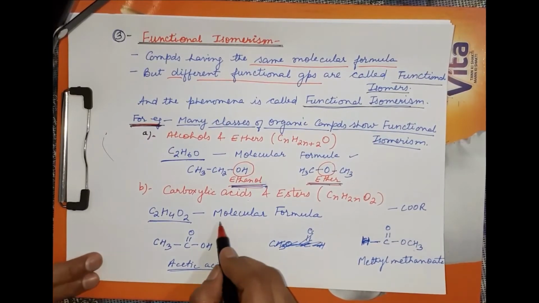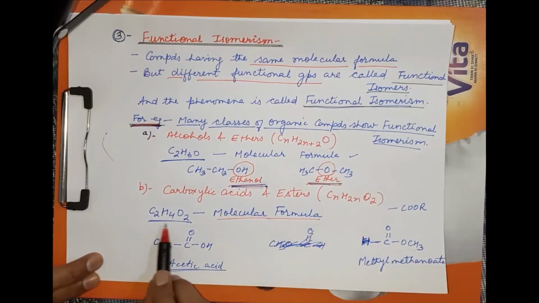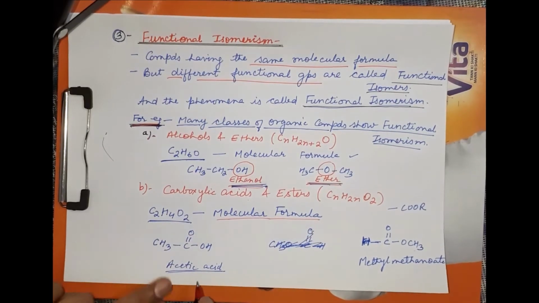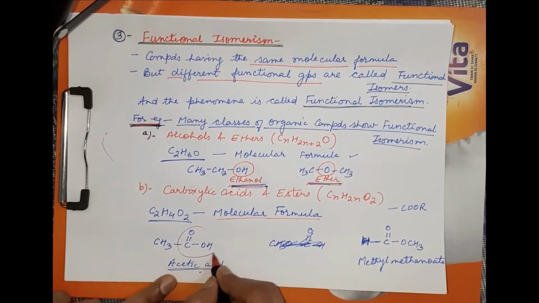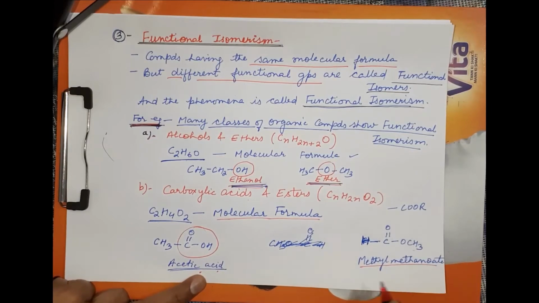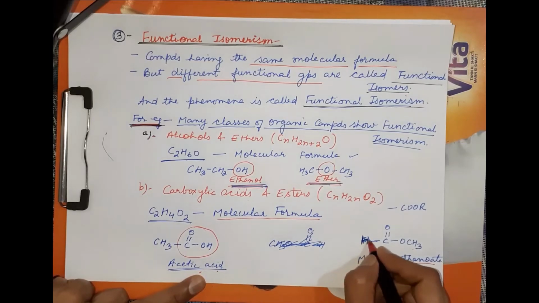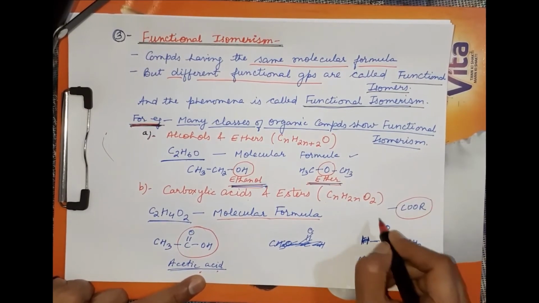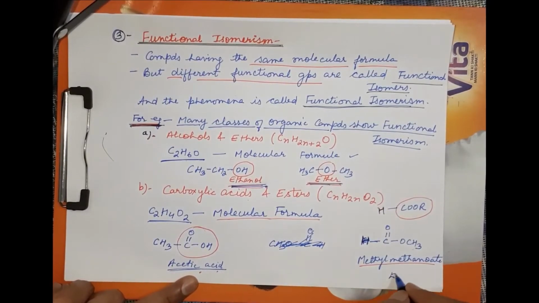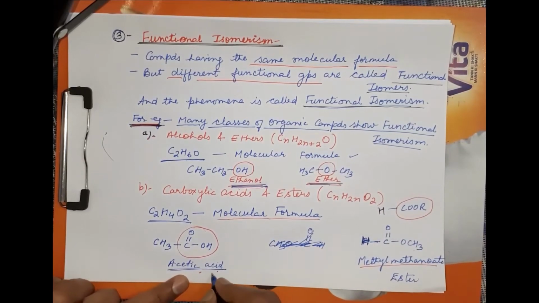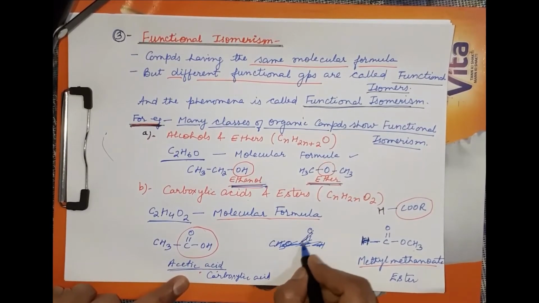So here we can see the organic compound with this molecular formula can be written as acetic acid, which is a carboxylic acid having the COOH functional group, and it can also be written as methyl methanoate, which has the COOR functional group. This belongs to the family of esters. This is an ester and this is a carboxylic acid. So hope this is clear.